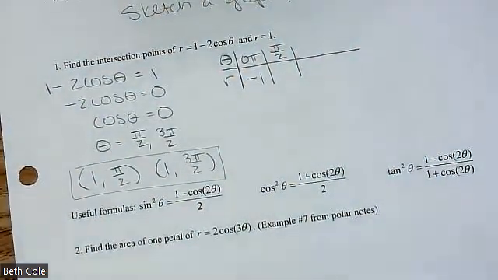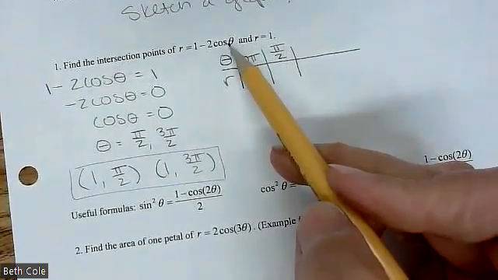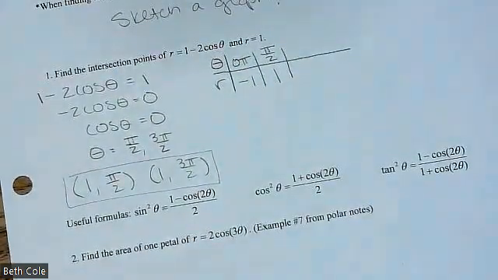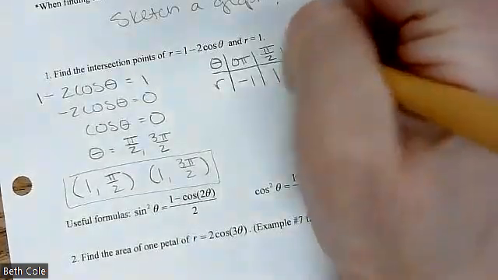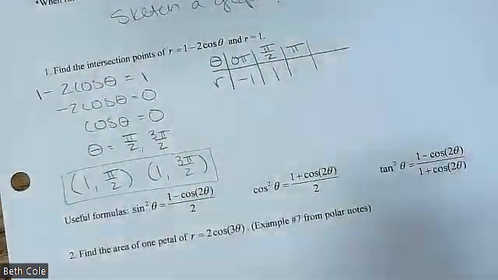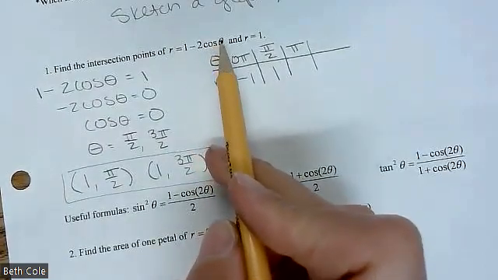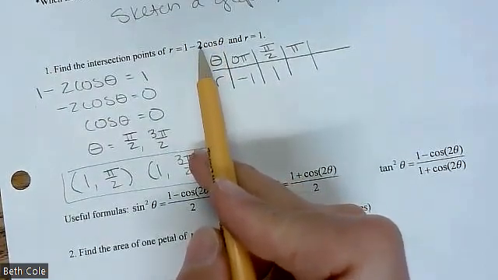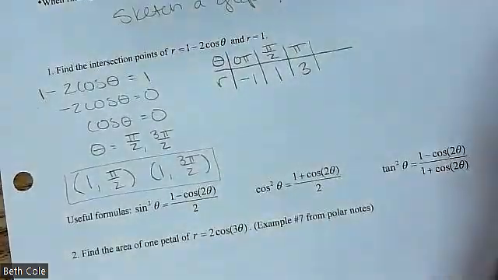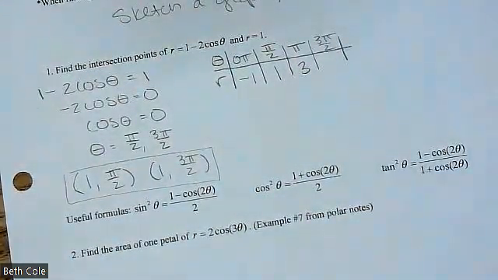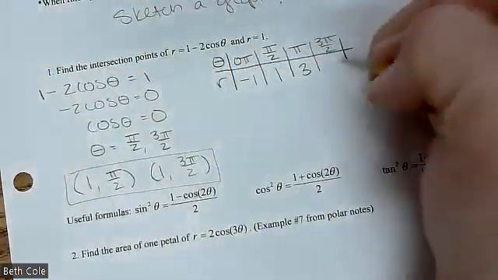Again, I'm just going to do the quadrant angles. Cosine pi over 2 would be 0. So 1 minus 0 would just be 1. How about pi? Cosine of pi is -1, so the negatives are going to cancel. You'd have 1 plus 2, so 3. And then 3 pi over 2, again, that would be 0. 1 minus 0 is 1.